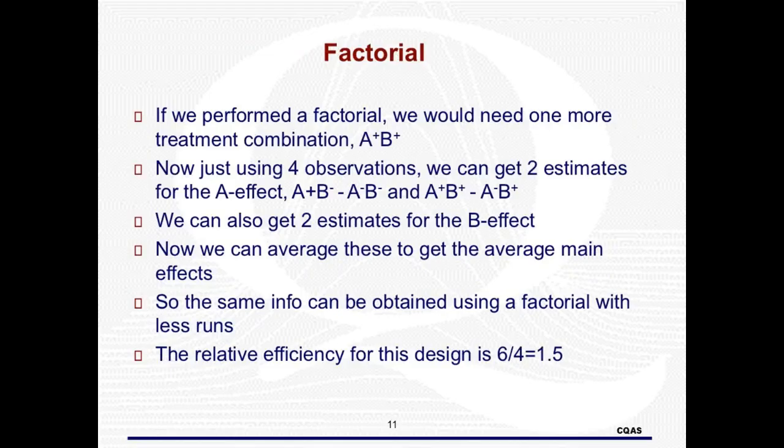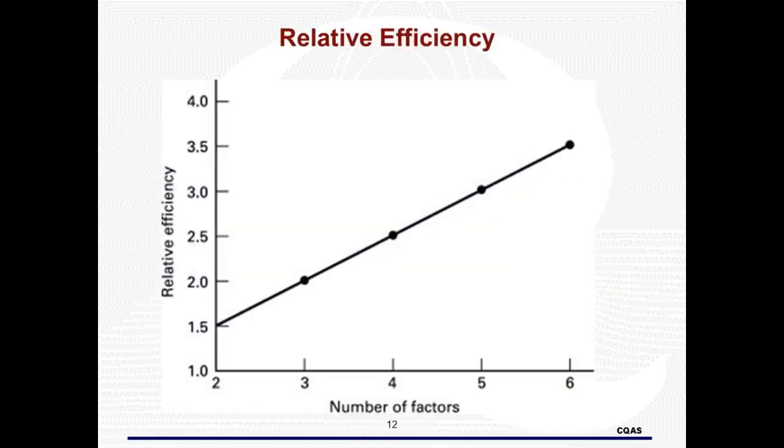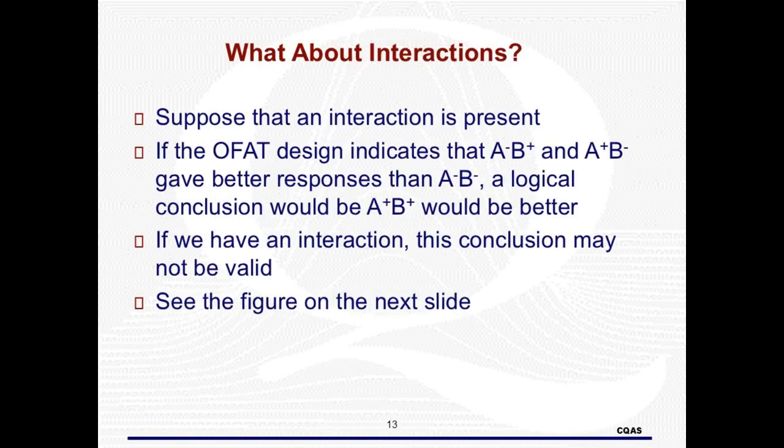The relative efficiency is the number of runs for the OFAT versus the factorial, which in this case is 6 divided by 4, equal to 1.5. We can see from the plot that as the number of factors increases, the factorial design has a major advantage over the OFAT design. The other disadvantage of an OFAT design is that you can't estimate interactions.